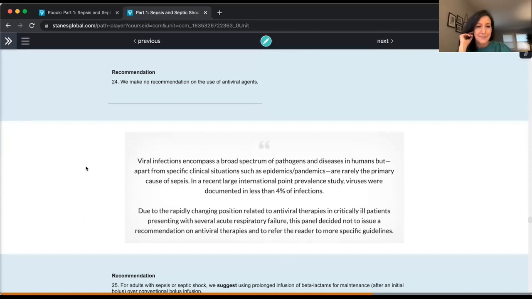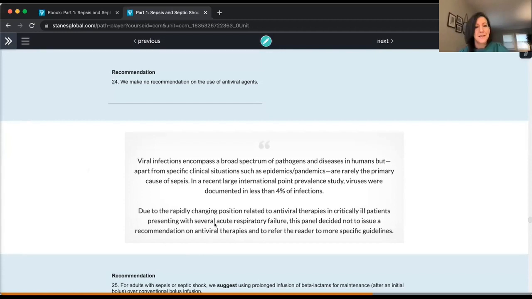Okay. Viral infections encompass a broad spectrum of pathogens and diseases in humans, but apart from specific clinical situations such as epidemics or pandemics, are rarely the primary cause of sepsis. In a recent large international point prevalence study, viruses were documented in less than 4% of infections. And due to the rapidly changing position related to antiviral therapies in critically ill patients presenting with several acute respiratory failure, this panel decided not to issue a recommendation on antiviral therapies and to refer the reader to more specific guidelines.